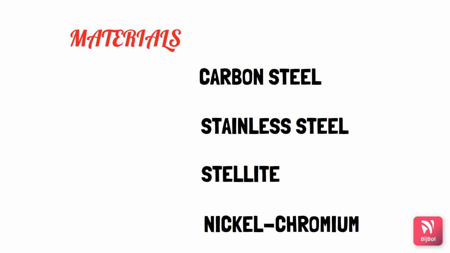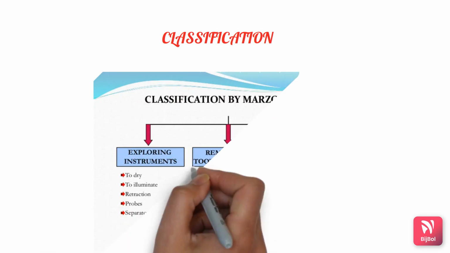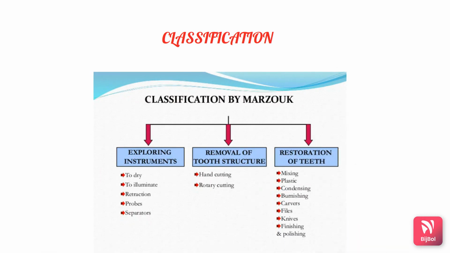Now we can learn about the classification of instruments given by Marzo. It consists of exploring instruments, which help in illuminating the tooth structure, retraction of the soft tissues, and also separation of the hard tissues. Others consist of the removal of the tooth structure, by hand and rotary cutting instruments. Next is the restoration instruments, which consist of condensing, mixing, burnishing, files, carvers, and finishing and polishing instruments.